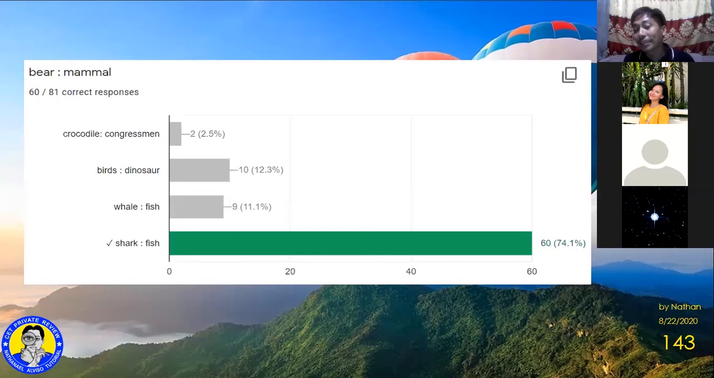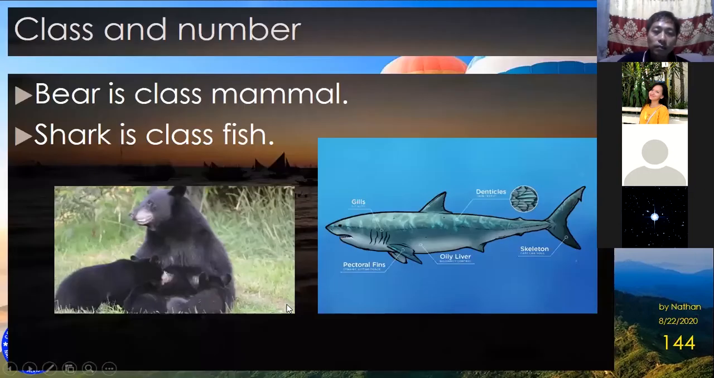But it's basically, bear is a type of mammal, right? Because they have mammary glands. They feed their babies with milk. Okay, so there you go. Bears have mammary glands. That's why they're called mammals.